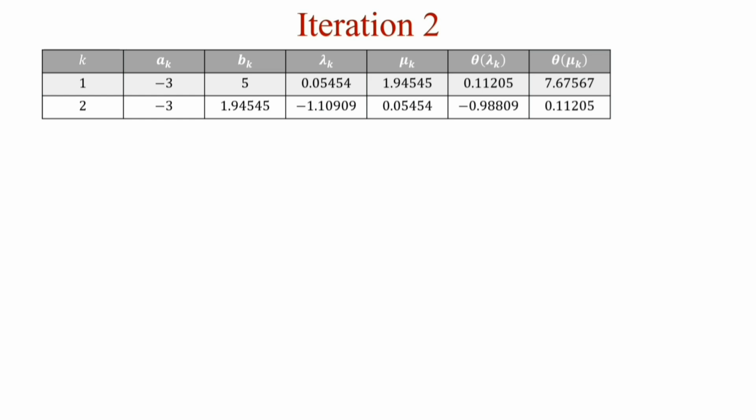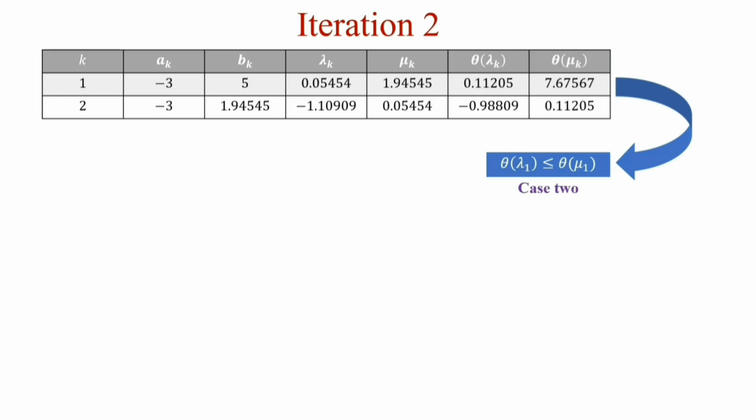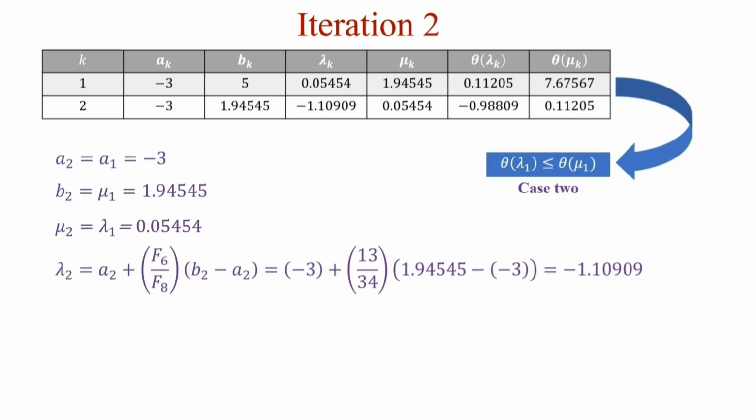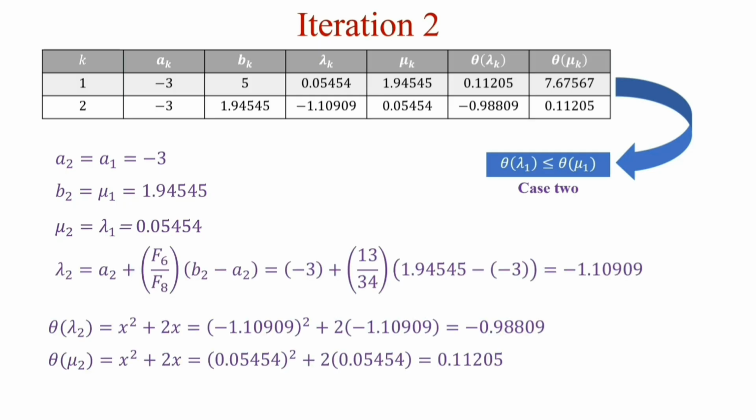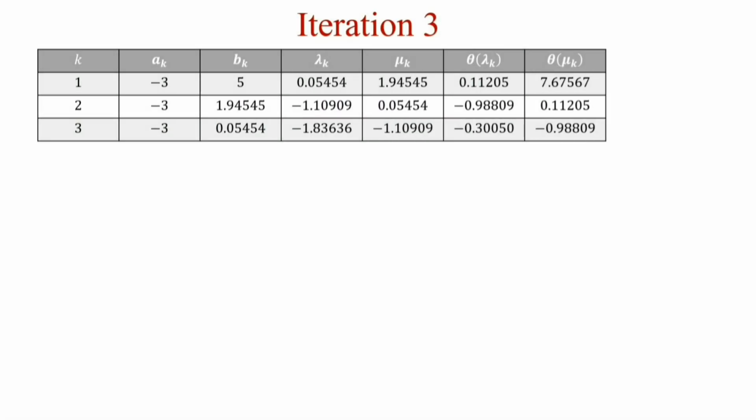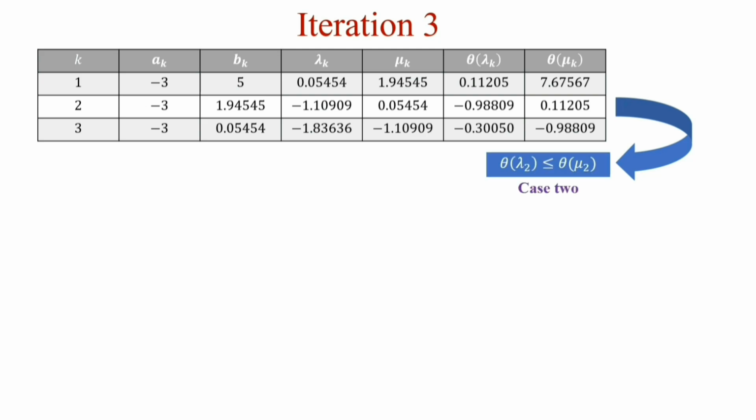In the second iteration, by comparing the objective functions, we realize that case 2 applies here. So the calculations for new points and new objective functions are done based on case 2. For the third iteration, by comparing the objective functions, we realize that case 2 applies again. So as you can see, the calculations for new points and new objective functions are done based on case 2.